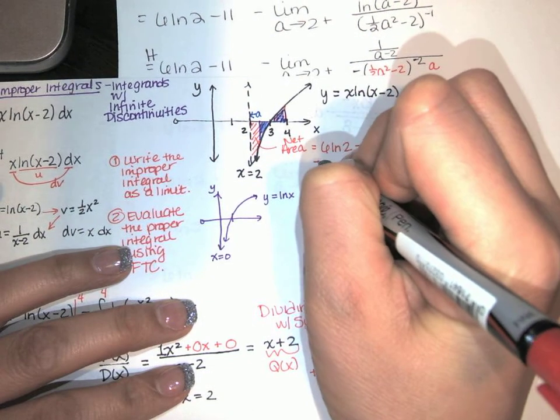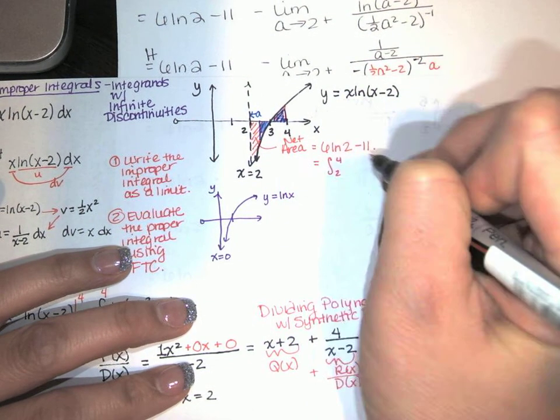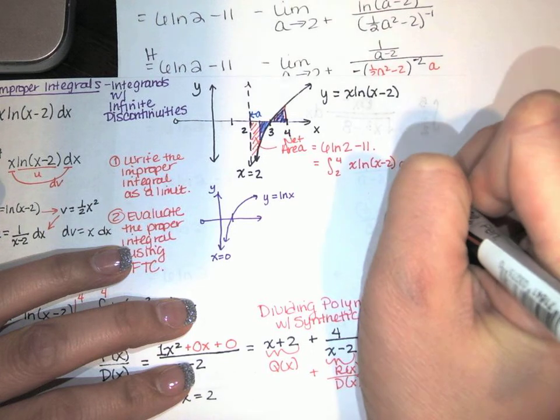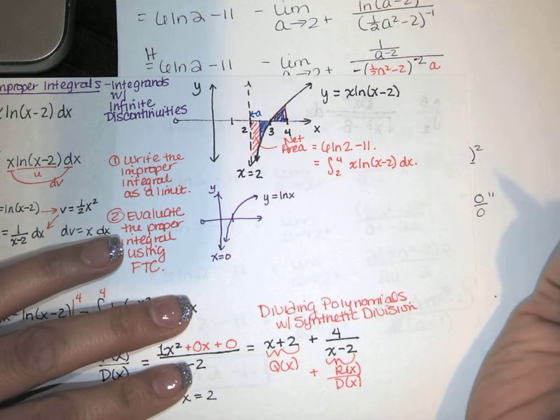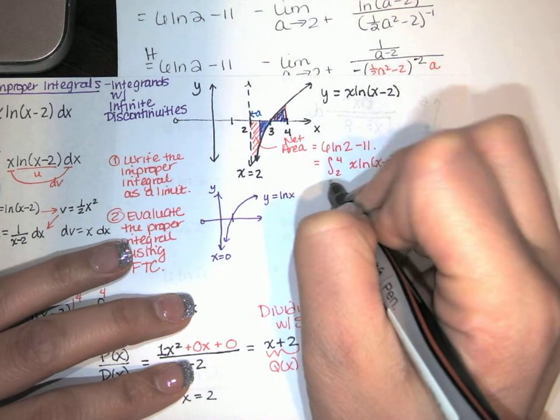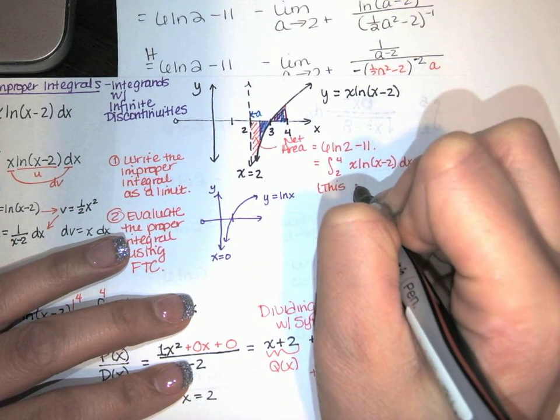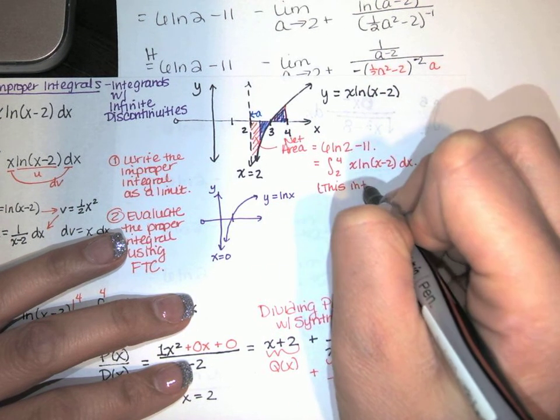And we say that that is the value of our improper integral, the integral from 2 to 4 of x times the natural log of x minus 2. And we also say this integral converges. And it converges to that number.